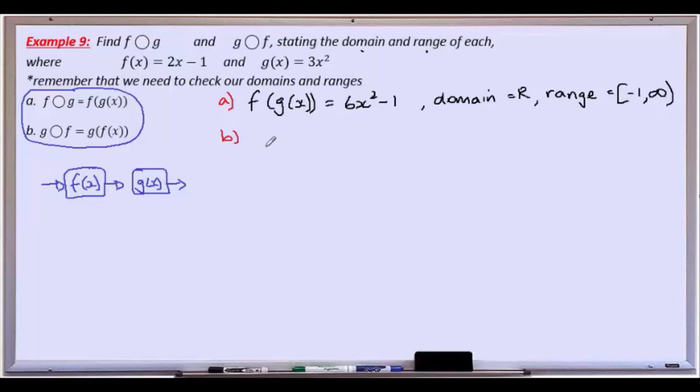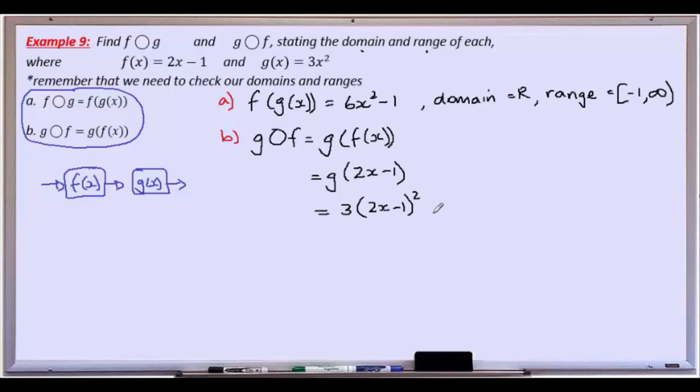Let's work out what goff is, or what g of f of x is. And that will be g of f of x, where f of x is 2x minus 1. And now if I put that into here, wherever I see x, I'm going to write 2x minus 1. So it'll be 3 outside of 2x minus 1 all squared. Now you need to be able to expand these pretty quickly. Remember, you can always double the brackets, but when time is of the essence, I would want you to know that that'll be 4x squared minus 4x plus 1.